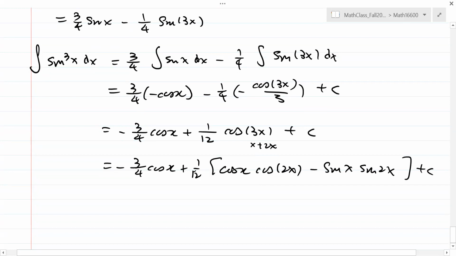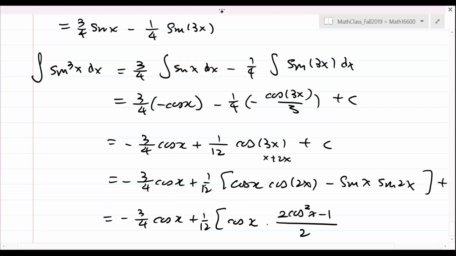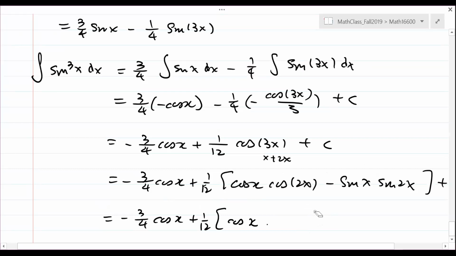You only can have a cosine cubed x. Yeah, let me finish. We still have time. Cosine x plus 1/2 cosine x, and here it's going to be 2 cosine squared x minus 1, right? Not divided by 2, just the cosine 2x.